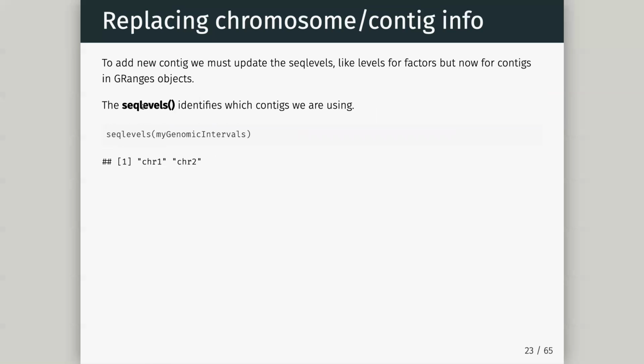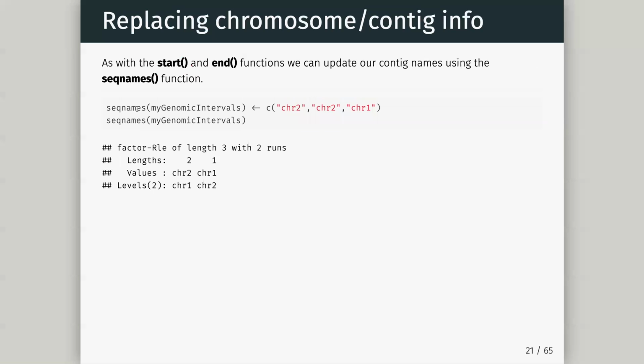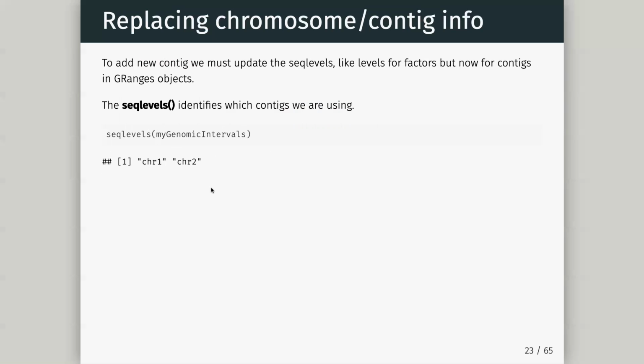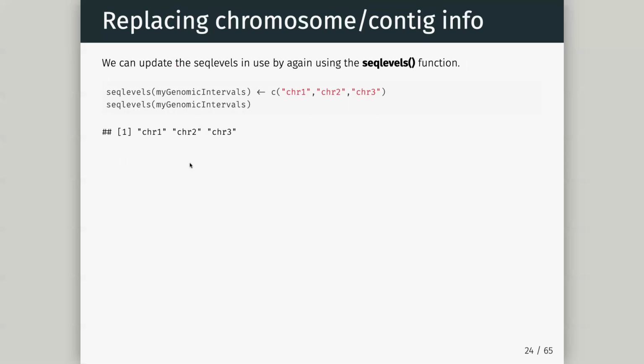Luckily, we can fix that pretty easily. We have a special function, just like we had the levels function for factors, we now have seqlevels for genomic ranges. So if we want to change the sequence levels, these levels used for the seqnames, we can just do seqlevels on my genomic intervals, and it will list them. So here we just have chromosome 1, chromosome 2. If I want to be able to add things from chromosome 3 here, I can do seqlevels and assign it my new levels. And here I'm going to say chromosome 1, chromosome 2, and additionally chromosome 3, which is the value I wanted to be able to put in.